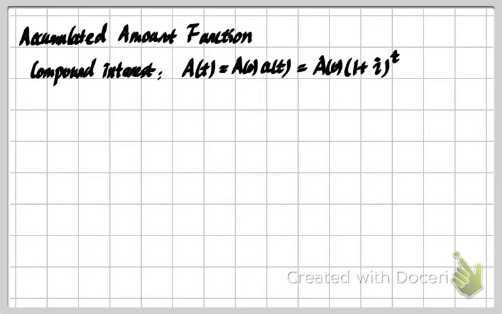Then based on this accumulated amount function, what can we know? If we look at the equation AT equals A0 times this compound interest growth, then we have in total 4 parameters in this equation. One is AT, the other is A0, the third is I, and the last is our time t. For this equation in math, if we are given 3 of these 4 parameters, then we can solve for the last unknown parameter.